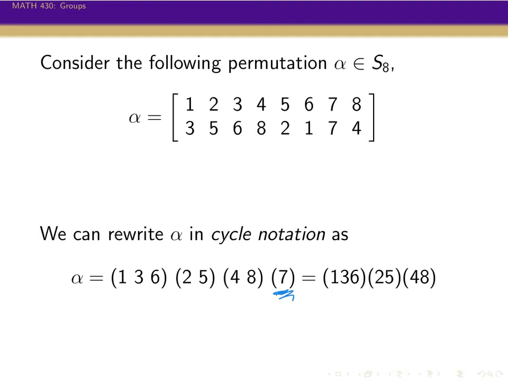What mathematicians tend to do is, if a number is a fixed point, so in this case, since 7 is sent to itself, it's a fixed point, we don't bother writing it down in the cycle notation. We just assume that any number that's not written there gets sent to itself by the permutation.